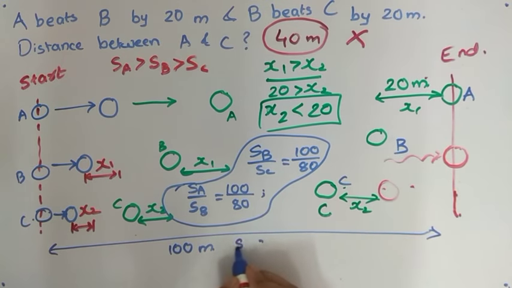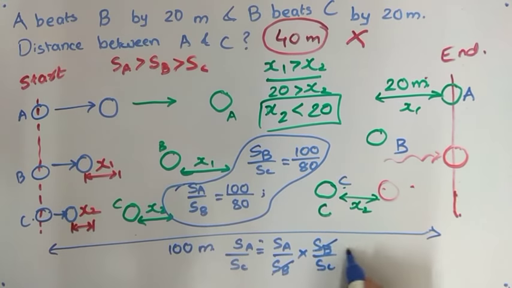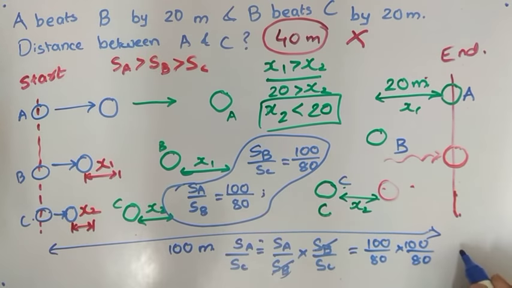So the speed of A upon speed of C is just the multiplication of both these ratios: speed of A upon speed of B into speed of B upon speed of C. The speed of B cancels, leaving SA by SC, that's why we multiplied it. What is the value of SA by SB? 100 by 80 into 100 by 80. So the final value which we have received is 100 by 64.